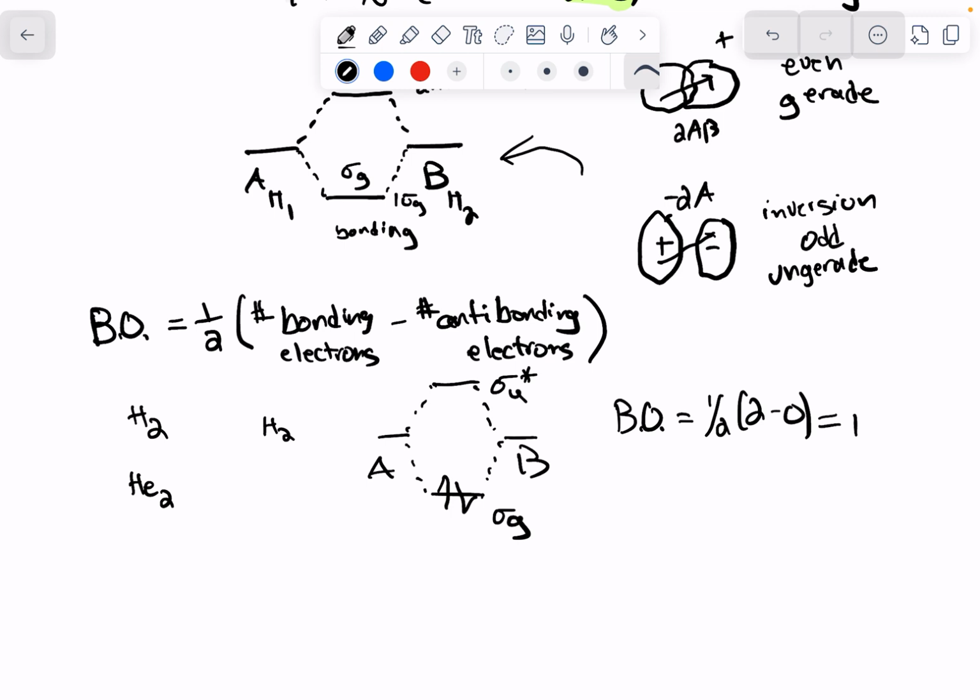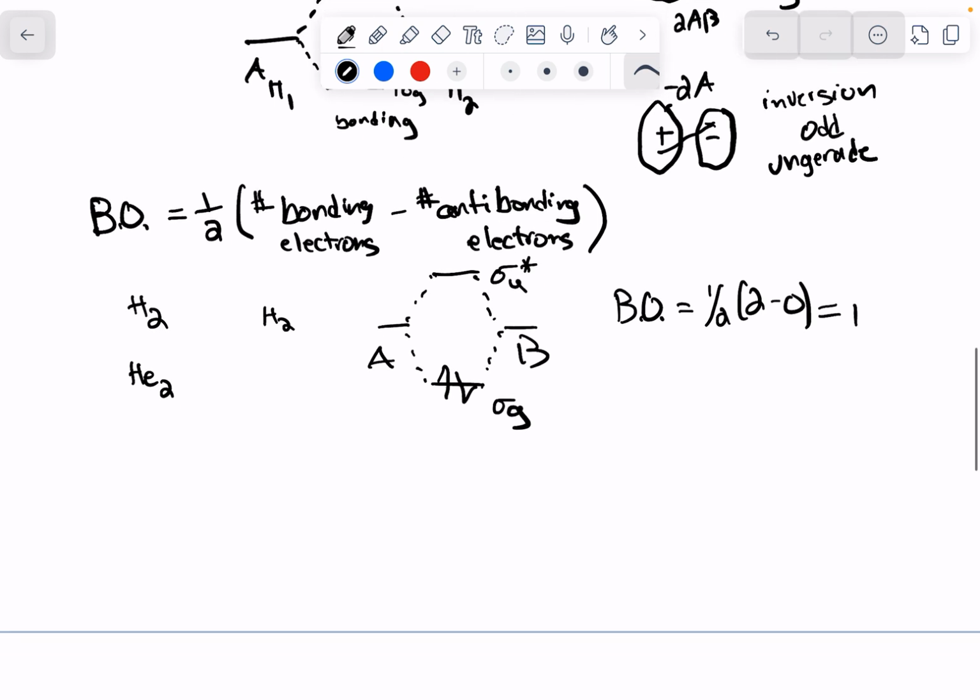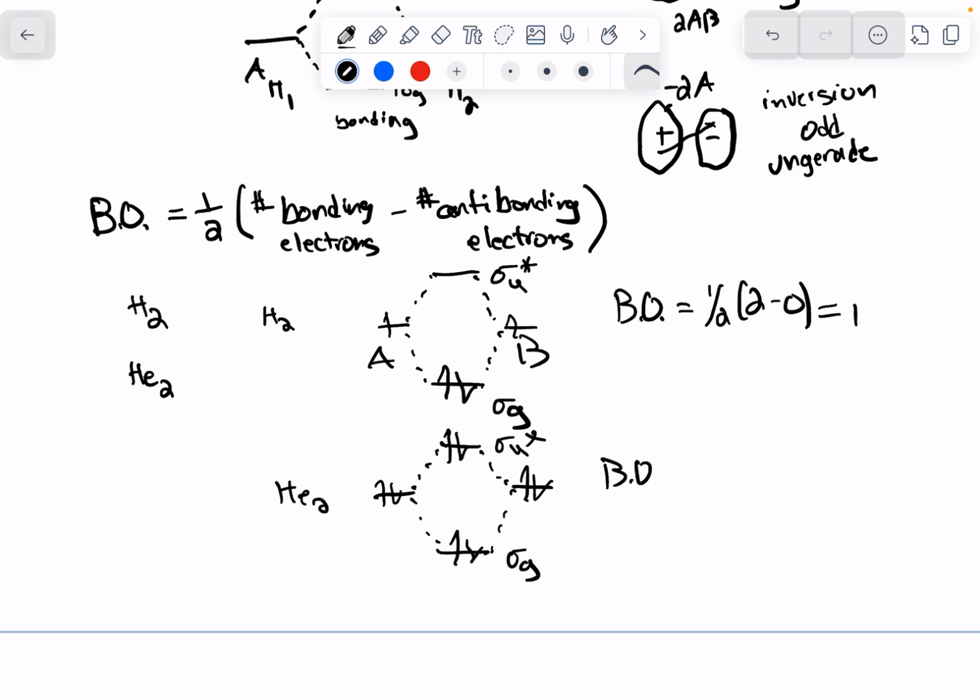And so the other thing we can do is look at He2. So why doesn't helium do this? He2 is going to have 2 electrons from each helium. And so when we bring this together, what you see is the following: you have 4 electrons, 1 up, 1 down. But now, because you still have to populate, you have 2 electrons in the anti-bonding. So the bond order for He2 is 1/2 of 2 minus 2, which equals 0. So the reason why we don't have a helium diatomic is because in the end the bond order is 0. There's no reason for it to connect.